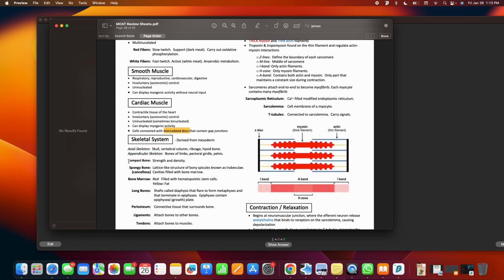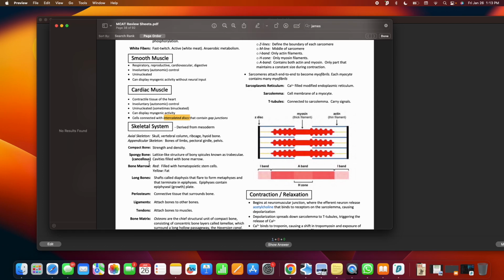Then we have compact bones, which provide strength and density. We have spongy bone that is lattice-like. It's a cancellous bone, spongy bone, a lattice-like structure of bony spicules, known as trabeculae, with cavities filled with bone marrow. We also have bone marrow, which is red and yellow. The red is filled with hematopoietic stem cells, and the yellow is fat. We have long bones, spicules.